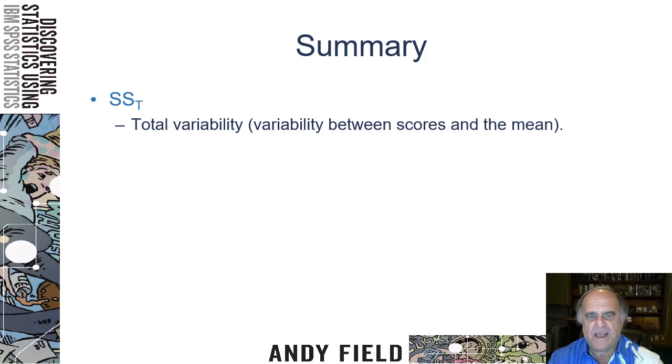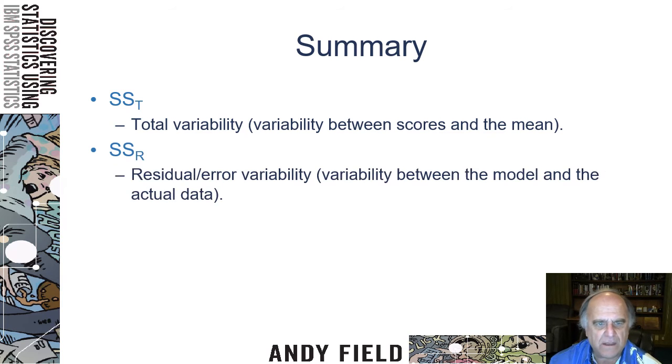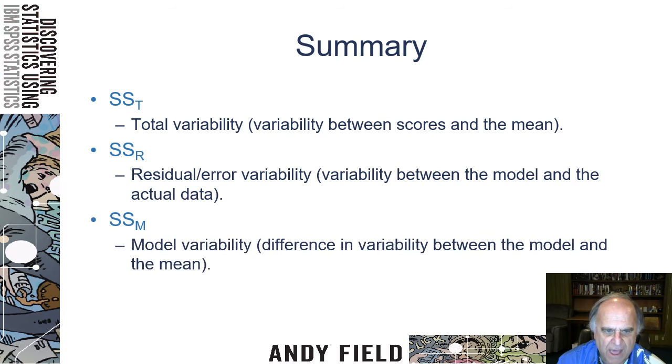So in summary, SST is total variability, or variability between the scores and the mean. SSR is residual or error variability, variability between the model and the actual data. A lot of people might call that SSE or SS error. And then there's model variability, or SSM, which is the variability between the model and the mean.